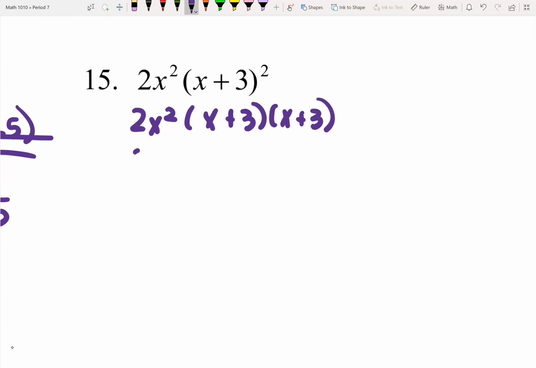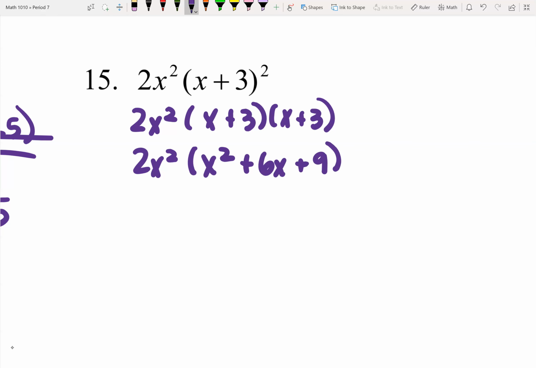FOIL is correct. So I'm going to leave that 2x to the second, and I'm going to FOIL. Is it really a FOIL, or is it just F and L? It really is a FOIL, because the signs are not opposite, right? X times x is x to the second. Outside is a 3x. Inside is a 3x. 3x plus 3x is 6x. Plus 3 times 3 is 9.